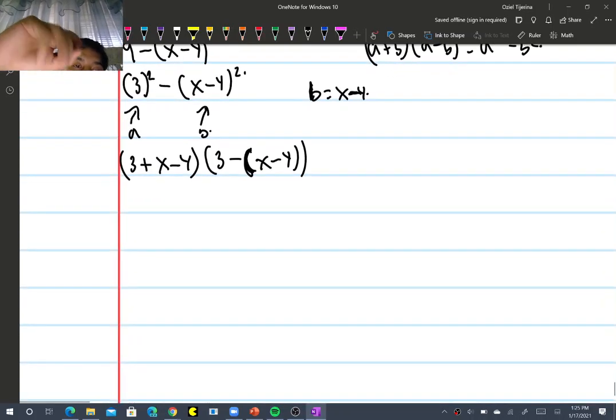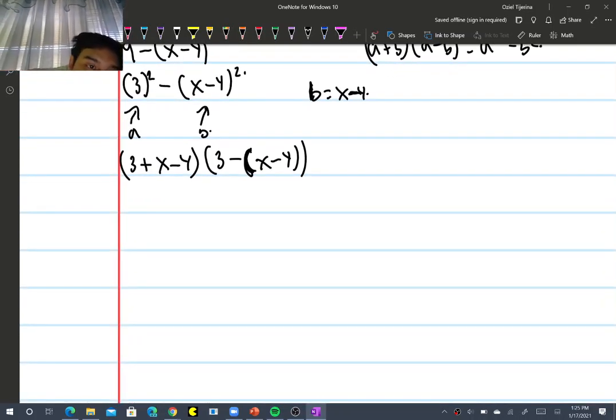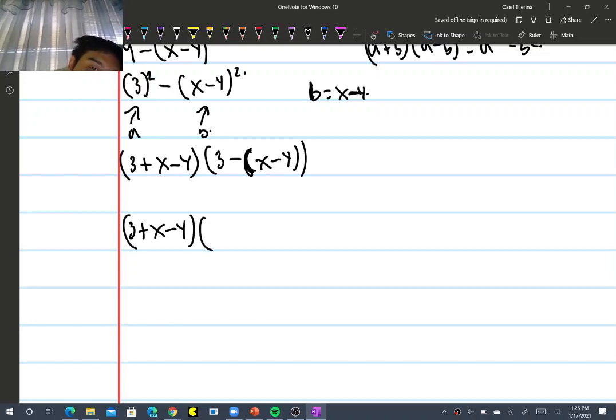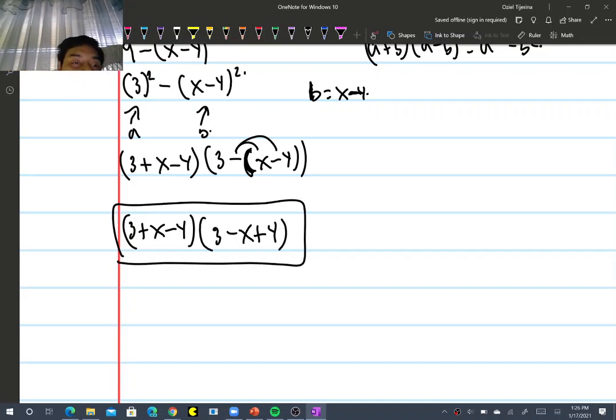Now, if we do a little bit of algebra, we have 3 plus x minus y, and then times, we're going to distribute our negative, 3 minus x plus y, and this would be our final answer for this one.